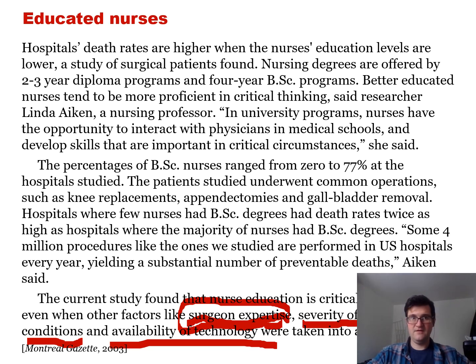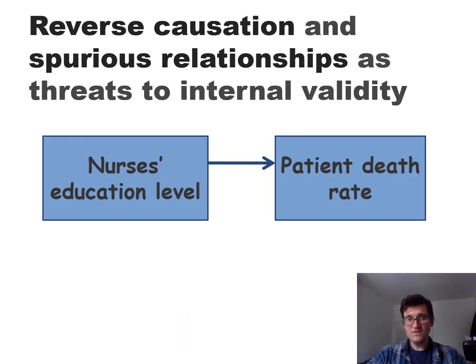So let's say, again, the more poorly educated nurses are clustered in hospitals with fewer technological resources, less money, all of those sorts of things. We would probably tend to expect higher injury and death rates than we would in better supplied hospitals, even if, again, nurses' education has no impact. So looking at this, we can see reverse causation and spurious relationships as threats to internal validity.